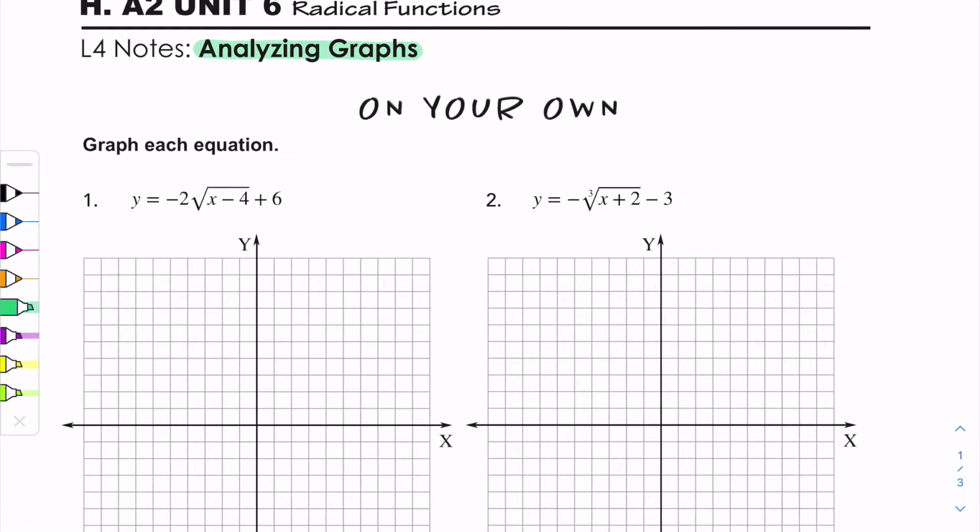Before we start, I want everyone to take a moment and complete these two graphing equations by yourself. One's a square root, one's a cube root. So you can press pause on your video and then you can come back and I will fill in my answers.